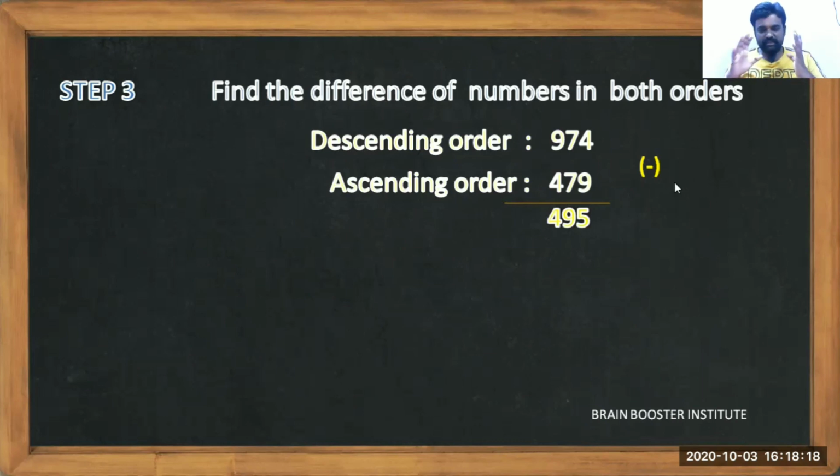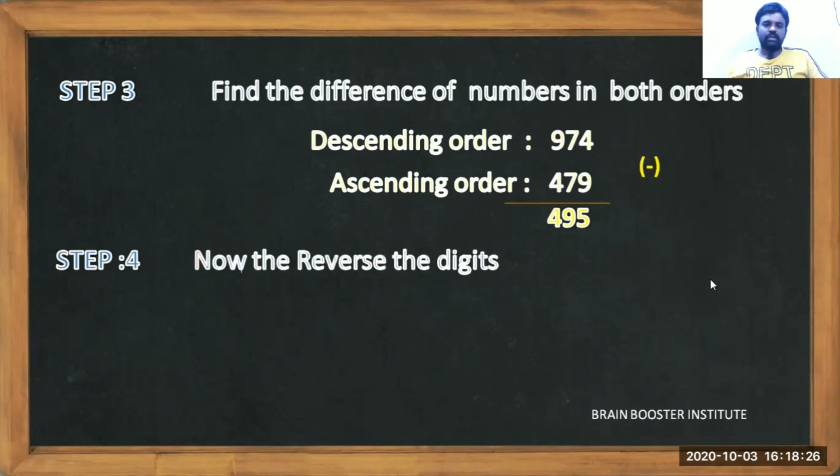I think until here it is clear. We have completed three steps. Almost done. Let's go to step 4. Now reverse the digits of the result. Whatever result we got in step 3, just reverse. Keep in mind, it is not ascending order, it is not descending order. Reverse the digits. As it has three digits, the ones digit, tens digit, and hundreds digit: the ones digit becomes the hundreds digit, the tens digit remains the same, and the hundreds digit becomes the ones digit. That's it.